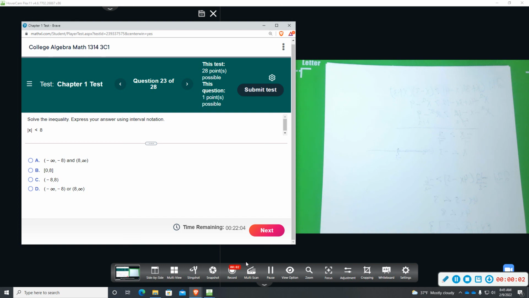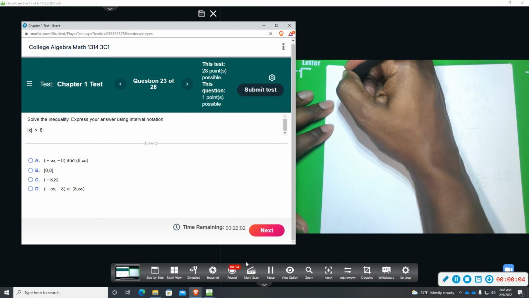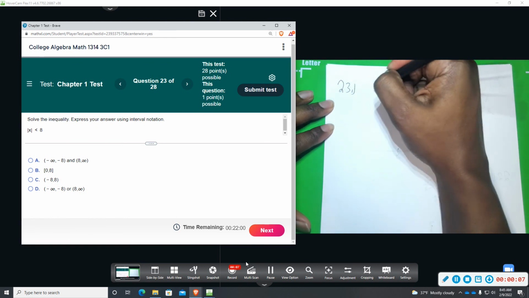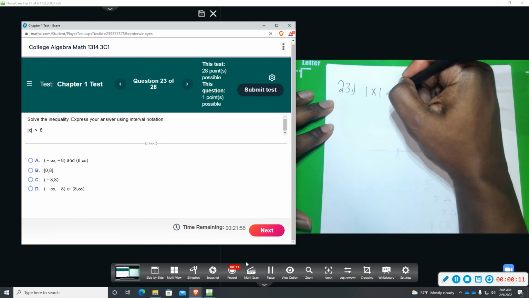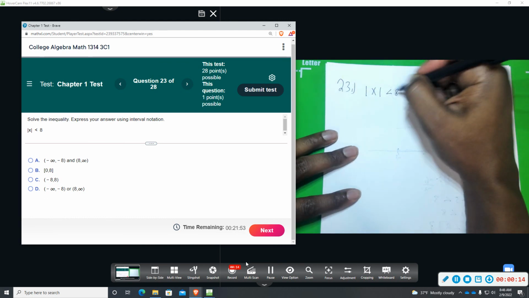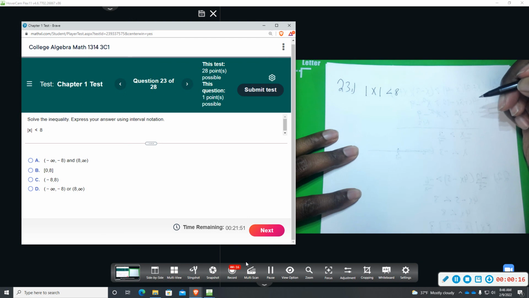Number 23, this one is a simple one here. We have the absolute value of x is less than 8. So I don't think we've seen very many, but there's two scenarios that we have here.